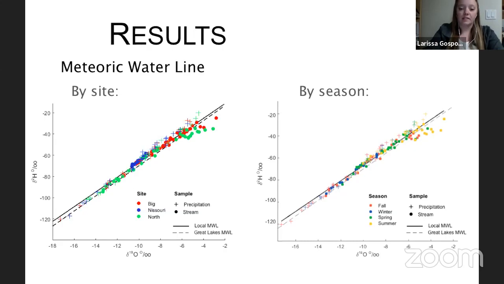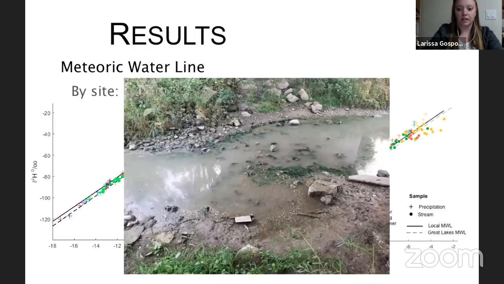So when we break that into seasons and look on the right side, we see that this occurred mostly in summer samples. And this makes sense because there was a period in time during our study where both of those two streams had nearly zero discharge. So it looked like this. So there was a lot of evaporation, and that kind of makes sense.